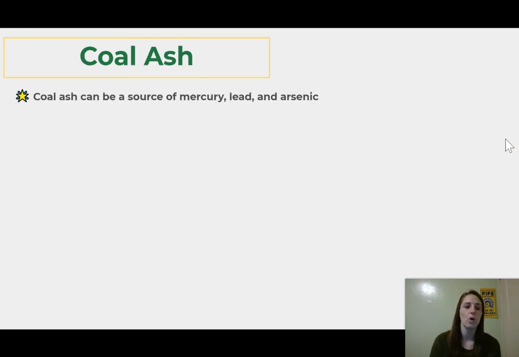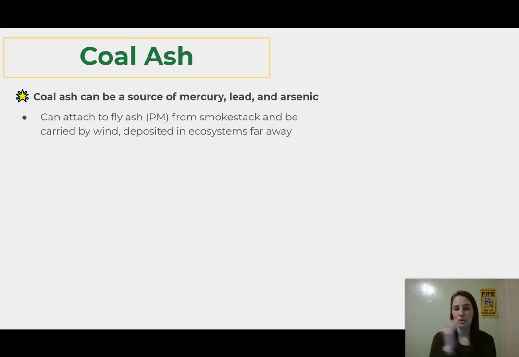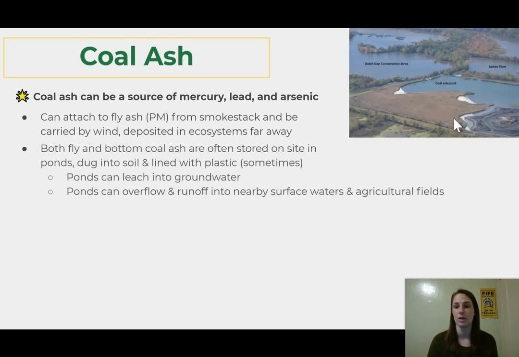So now we're going to talk about coal ash. And coal ash is, again, going to be the ash that is released when coal is being combusted. And it can be a source of mercury, lead, and arsenic. So the heavy metals can attach to the fly ash, that ash that's coming out of the smokestacks. And then it can be carried far away by the wind, and so it can actually be deposited in ecosystems that are not necessarily right next to these facilities.